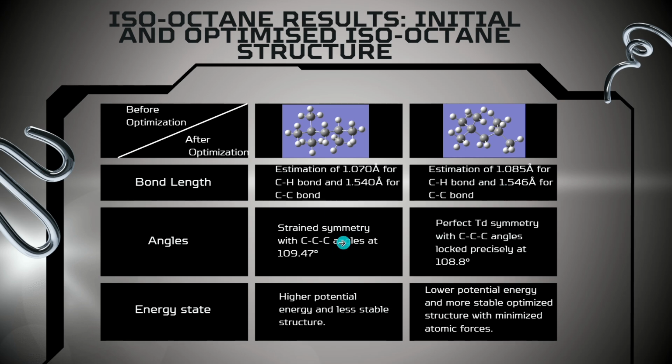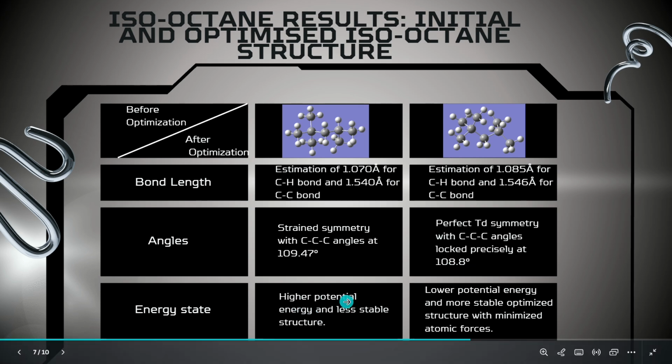For angles, before optimization it is a straight symmetry with CCC angles at 109.47 degrees, while after optimization it is perfect 3D symmetry with CCC angles locked precisely at 108.8 degrees. For energy state, we have higher potential energy and a less stable structure before optimization, and after optimization we achieve lower potential energy and a more stable structure with minimized atomic forces.